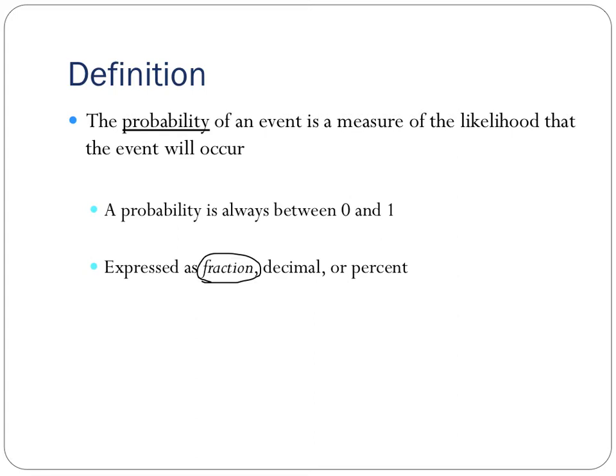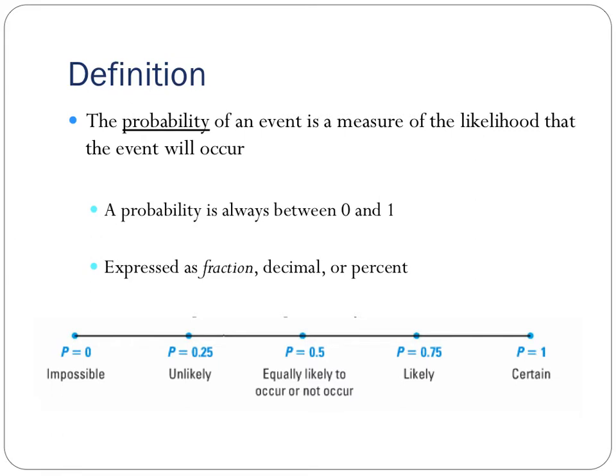So let's look at what probabilities look like. So here's a figure. I said probability was always between 0 and 1. If the probability of an event is 0, it means that the event is impossible. It's not going to happen. On the other end, if the probability is 1, it means that the event is certain. So the closer that our probability is to 1, the more likely it is to occur. The closer it is to 0 means it's not very likely to occur.